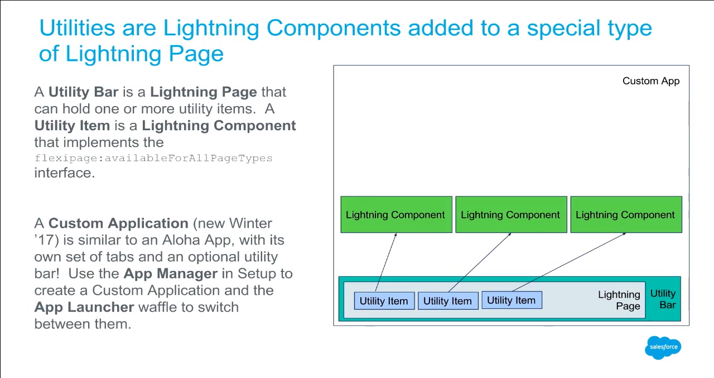That means you can take any Lightning component that you already have, or a new one that you want to write, and you'll have to do just one thing for that component to be available in the utility bar. There's an interface called FlexiPage available for all page types that you can add to your component, which we'll show you the source for in a little bit. What that basically means is I can use this component on any Lightning page.